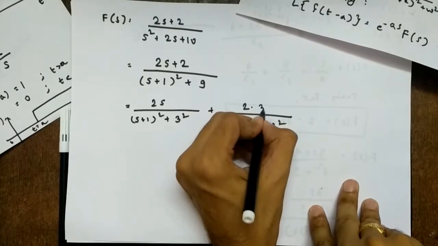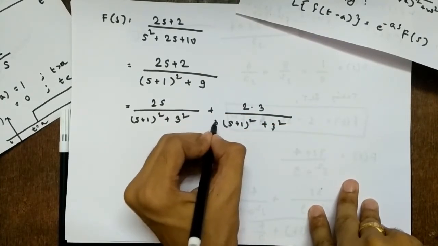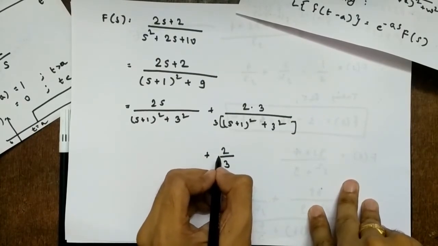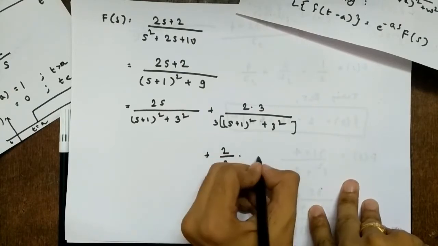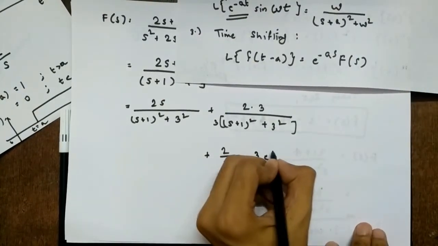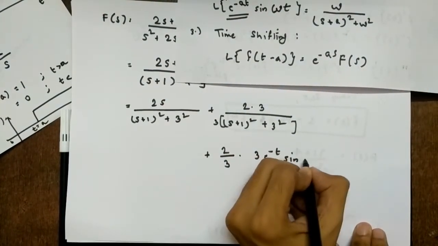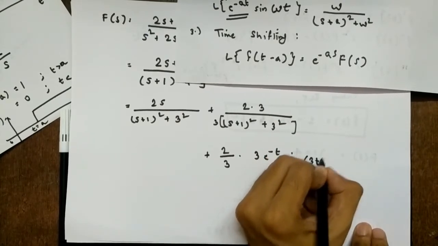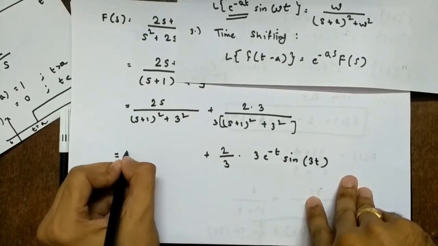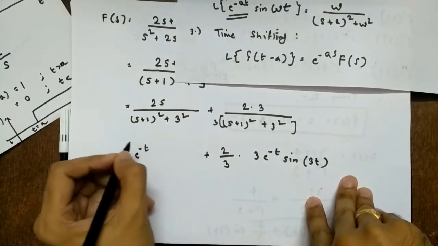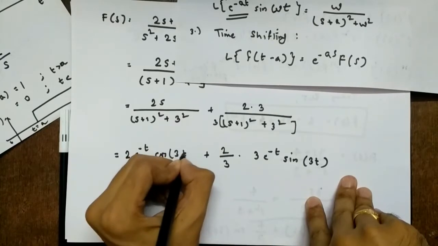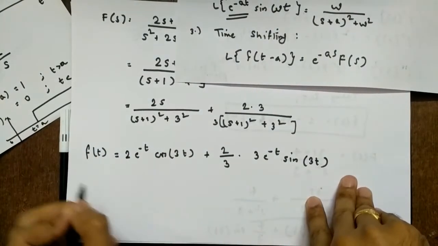So this should be multiplied by 3. To make it correct, I'll divide by 3 also. So what will I get? 2 by 3 into 3, and it will be e raised to minus at, so e raised to minus t sin omega t. Omega is 3, so 3t. Right? Similarly, this will be s upon s plus a. So 2 into e raised to minus t, a is again 1, so e raised to minus t cos of 3t. Right? So this is my f of t. So this is one way to solve.